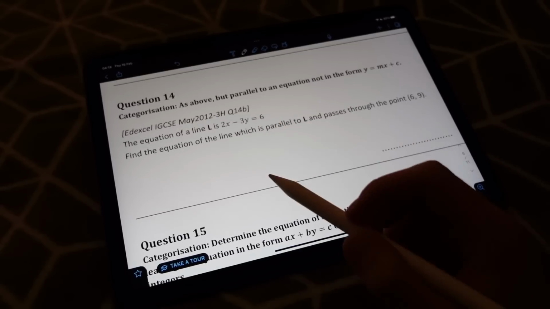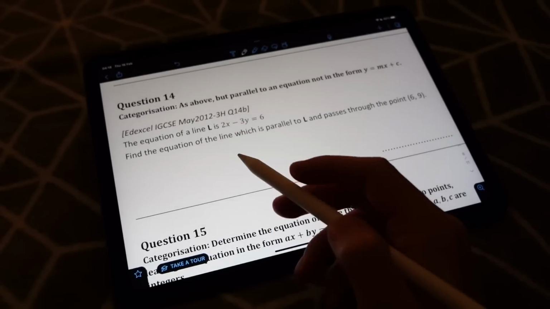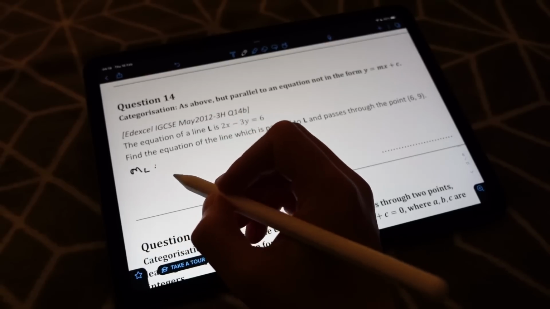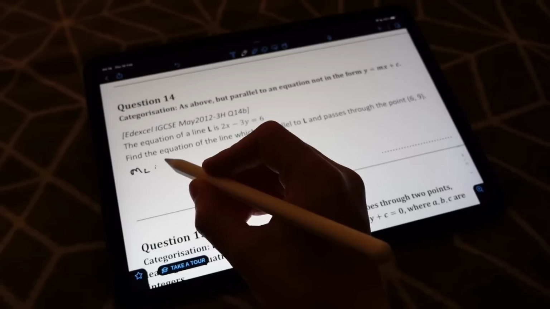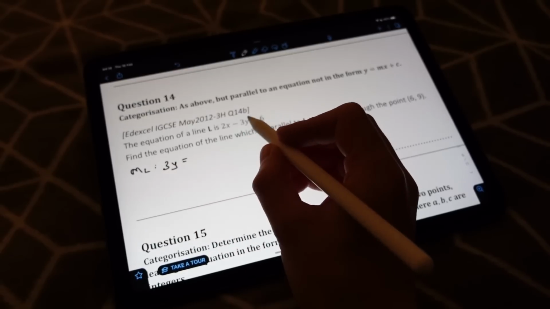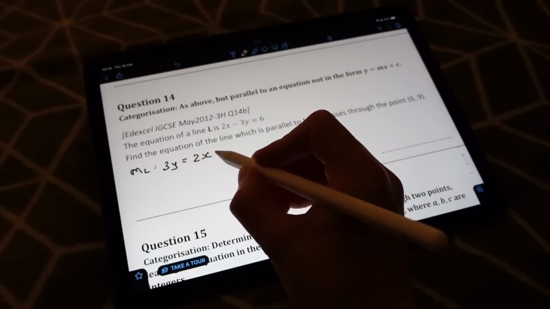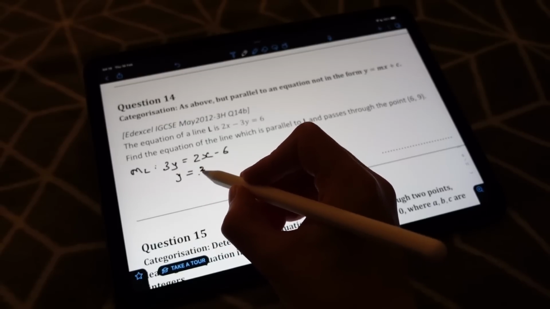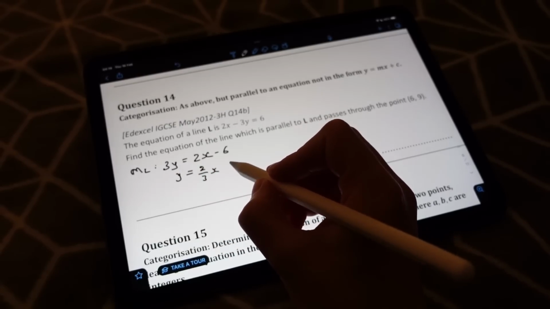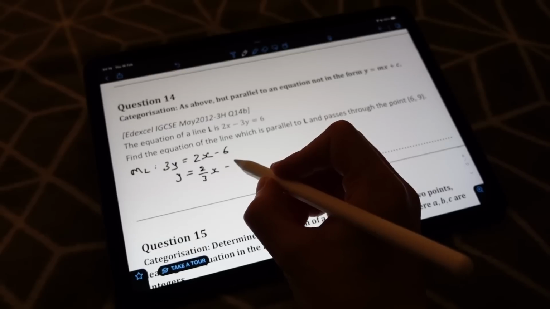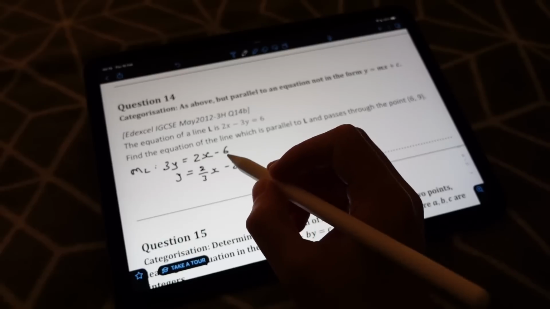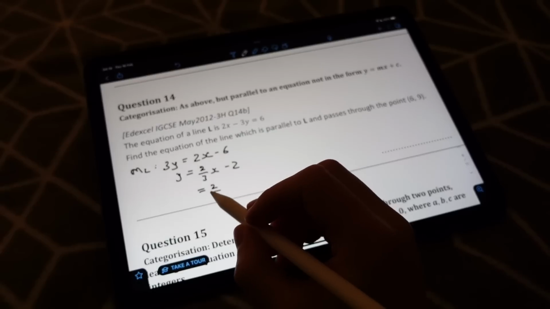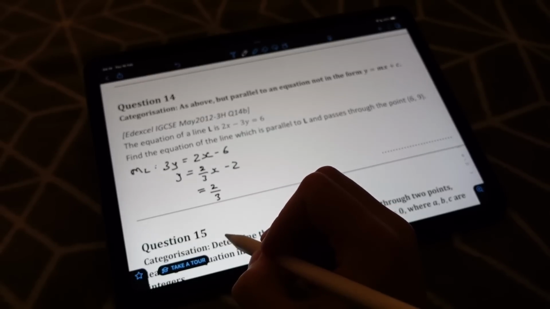So, first things first, let's rearrange this line to work out the gradient. So we'll do the gradient of L. So let's rearrange to get 3y is equal to 2x minus 6, divide by 3. y is equal to 2 over 3 x minus 2. They love their fractions of gradients, don't they? So the gradient is just going to be 2 over 3. So the gradient of the corresponding parallel line is also going to be 2 over 3.